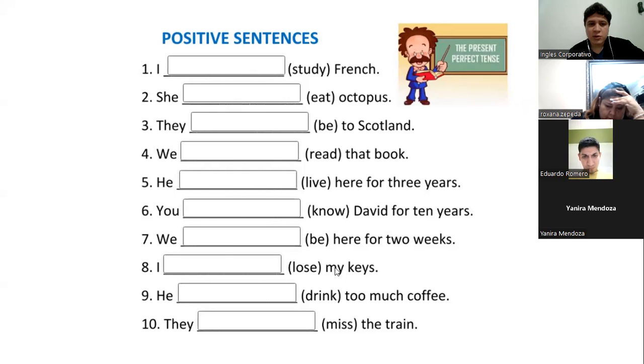Y para no escribir todo esto, solo pueden poner número uno y la respuesta. Número uno, have studied. Número dos, y así, right? Para que puedan terminarlo más rápido.